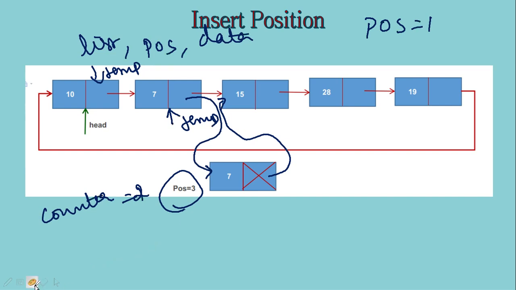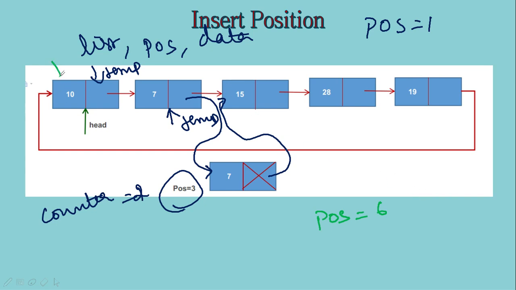Now let us check for another condition. One more condition that we will be discussing is when your position is the maximum valid. What I mean by maximum valid is, in this particular linked list you have got totally 5 nodes, so the maximum valid position is 6, okay? And your algorithm should work fine for this case also, right?